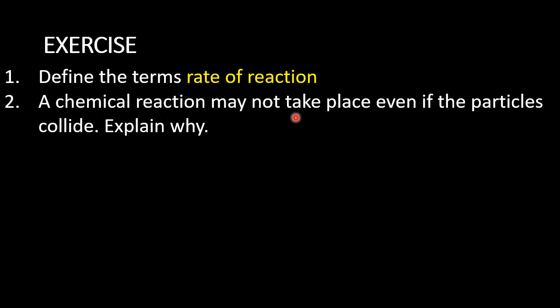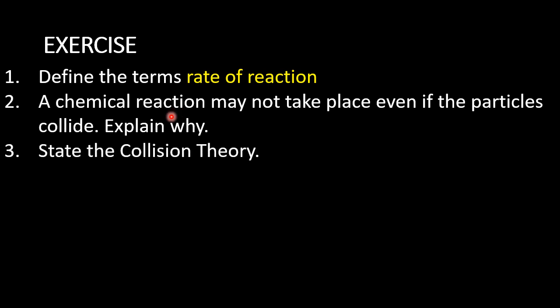A chemical reaction may not take place even if the particles collide. Explain why this is the case. We also explained that not all collisions will produce a chemical reaction. So what else should happen apart from colliding? Then, state the collision theory. You can state it in your own ways, the way you understand it, as long as you don't turn away from the key concepts.